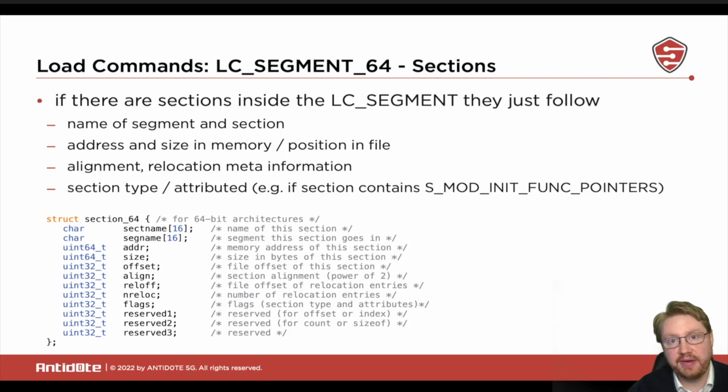So as I said, directly after the segment we have these sections, and so for each section we have this header here that specifies, okay, so what is the name of this section, where is it in memory, where is it in the file, what is the alignment, what kind of special attributes or flags do we have, is it a specific section type. So section types, which become clear in the next slide, is basically possible extra sections that contain information that is usually important for the dynamic linker.